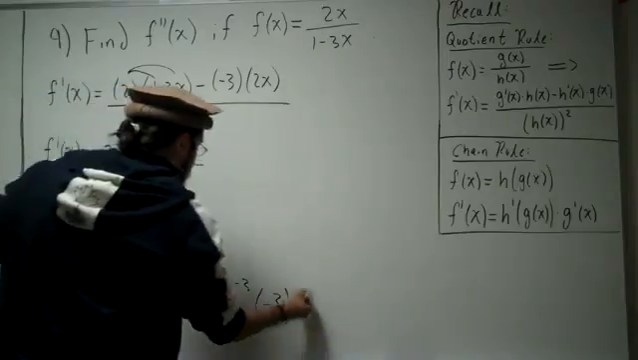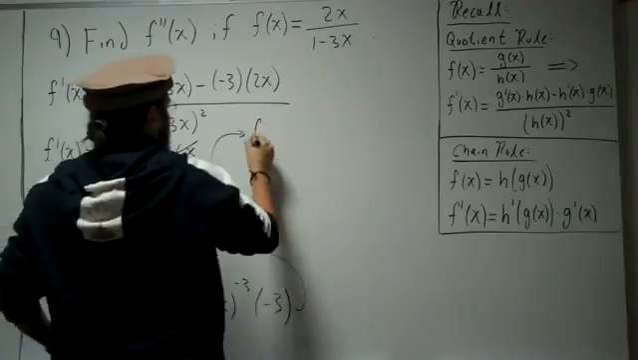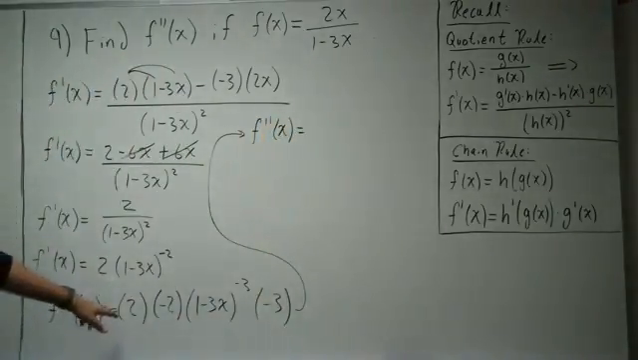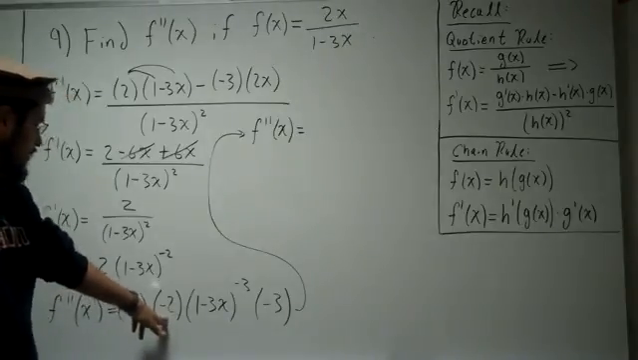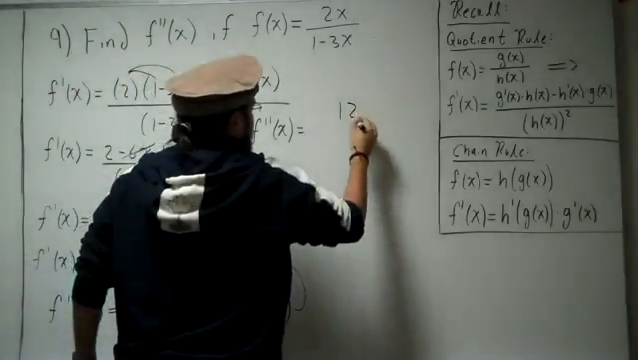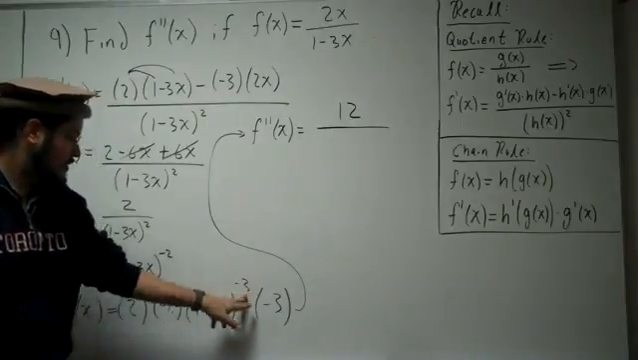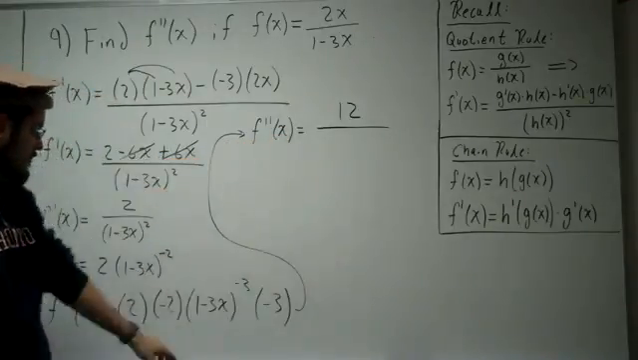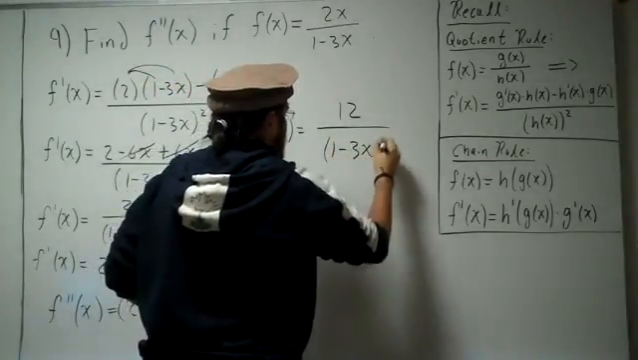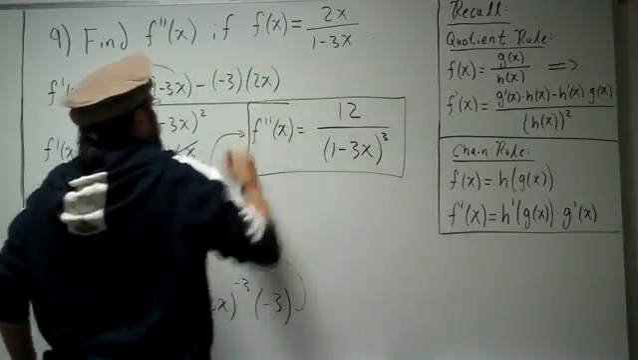Now let's simplify this. So we have f double prime of x: 2 times negative 2 is negative 4, times the negative 3 is a positive 12. Divided by, since we have this raised to a negative exponent, we can just bring it down. That's why I have the division there. It's going to be 1 minus 3x cubed. And that is your final answer. That is the second derivative.